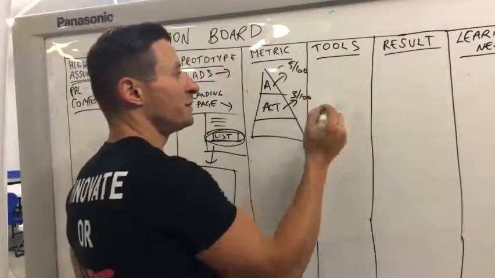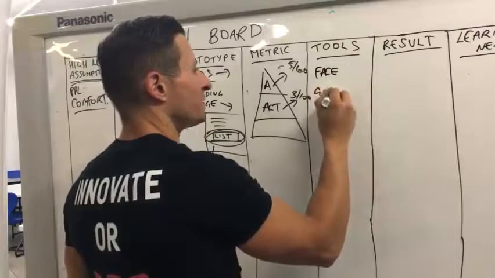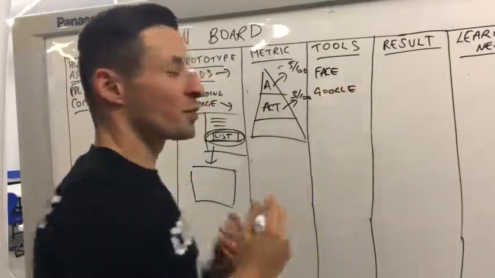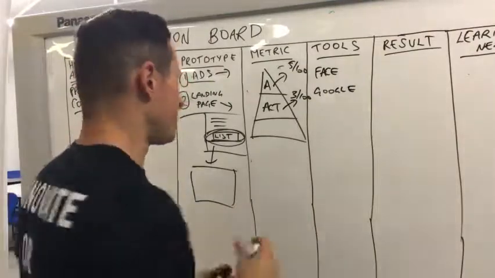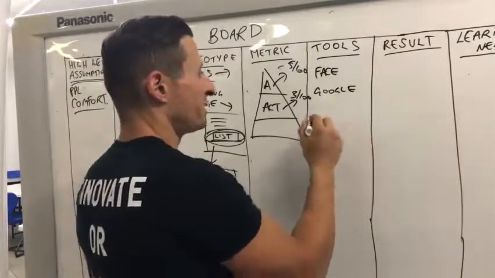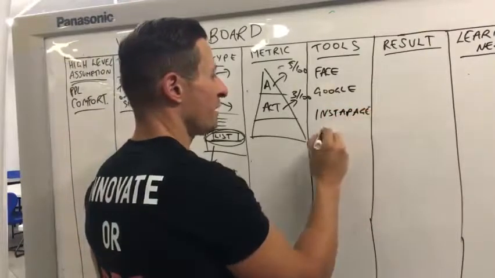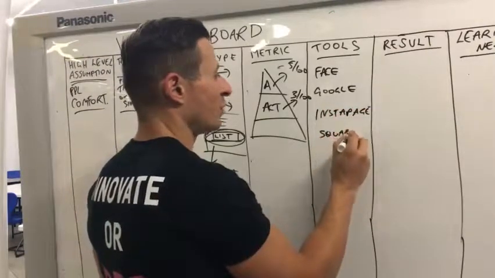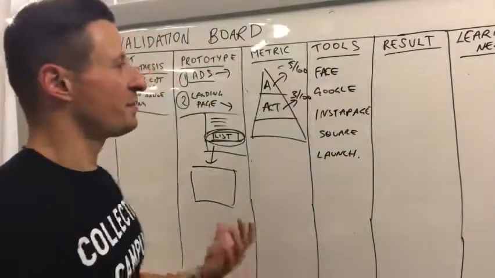So what kind of tools can you use to test these? Well, for ads, you've got Facebook ads, Google ads, ads across all of the different social media channels, plus third-party media outlets online. In terms of building a quick landing page, something like Instapage, Squarespace, or LaunchRock are all apps that can get you up and running within, say, 30 minutes.